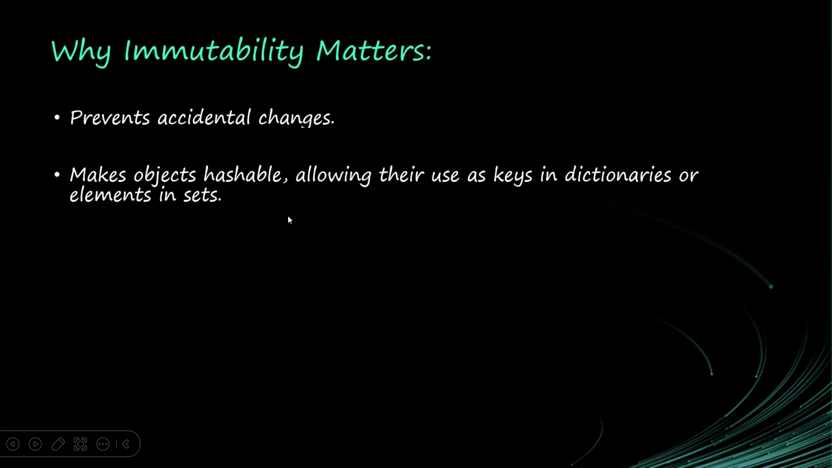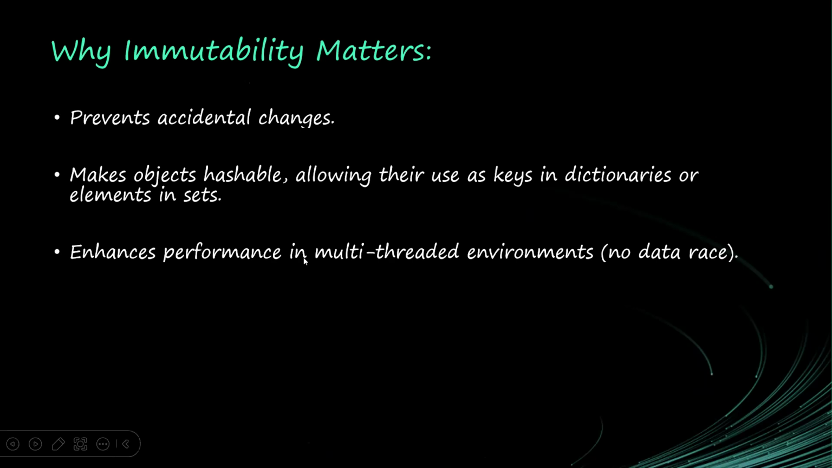It makes objects hashable. This might be a little advanced for you. Then it makes them hashable, allowing their use as keys in dictionaries or elements in sets. Okay, I'm not going to explain what hashable means. When we do advanced Python, we are going to be explaining that. But just understand that it makes them hashable, allowing them to be used as keys in dictionaries and or elements in sets. It enhances performance in multi-threaded environments. All right. So these are the benefits. Okay. It prevents accidental changes. You don't just change values accidentally. It makes them hashable and you can use them as keys in dictionaries.